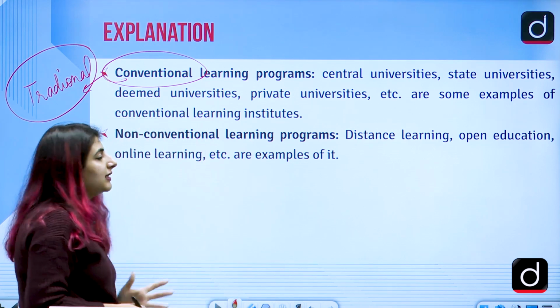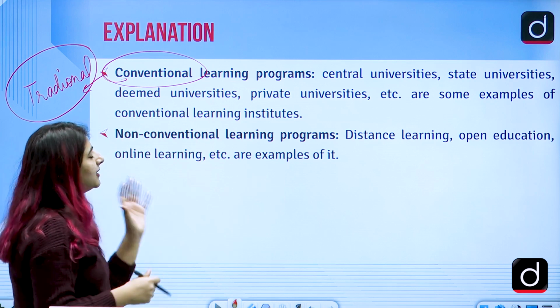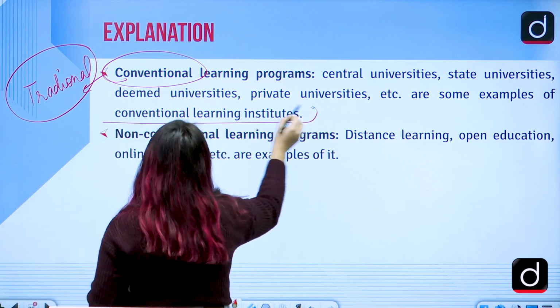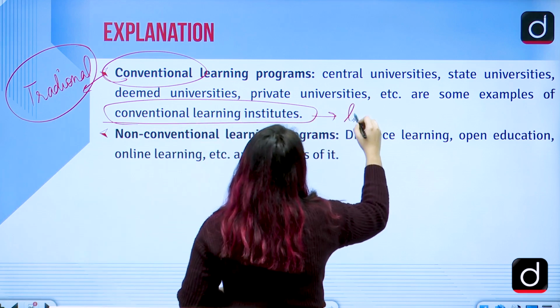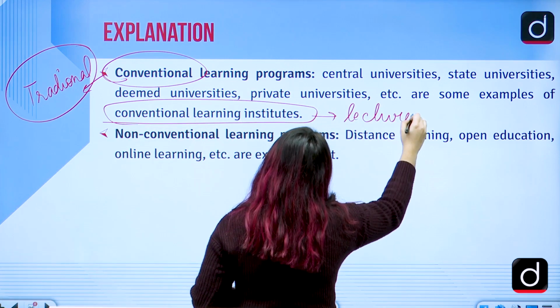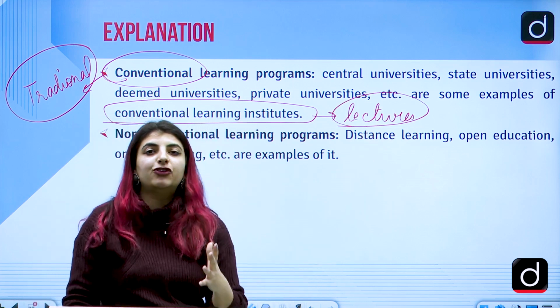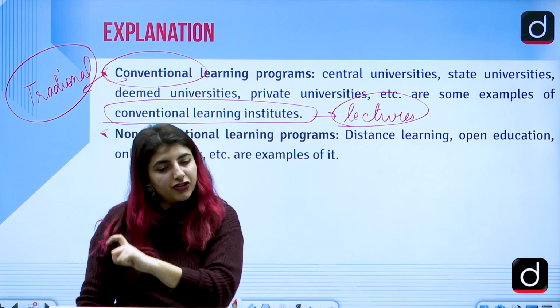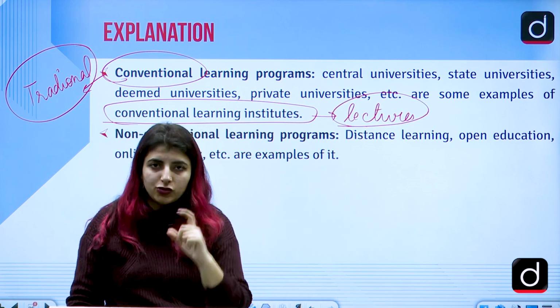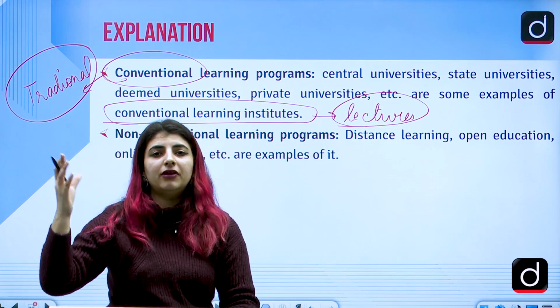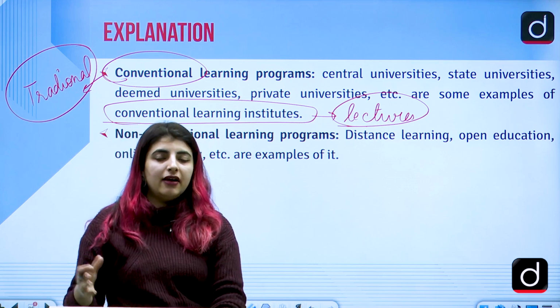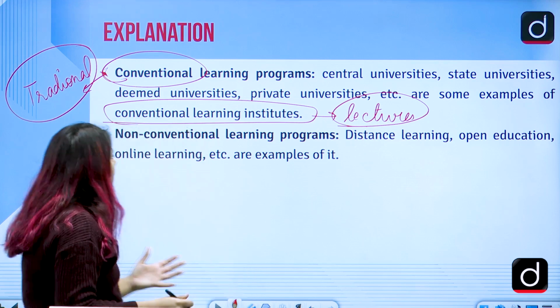Central universities, state universities, etc. are some examples of conventional learning institutions where the lectures usually take place, and the students have to go, right? They have to be present in the class to have the education. That is conventional, that is traditional, right? From the Vedas, the Vedic education part, the students had to be present in the class. Then the teacher used to deliver the lecture.